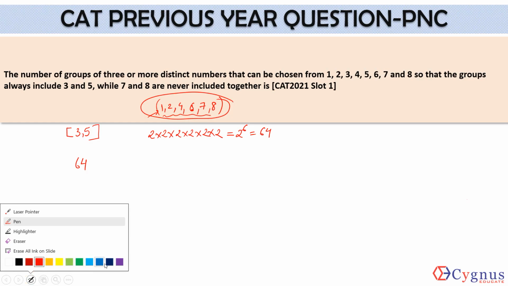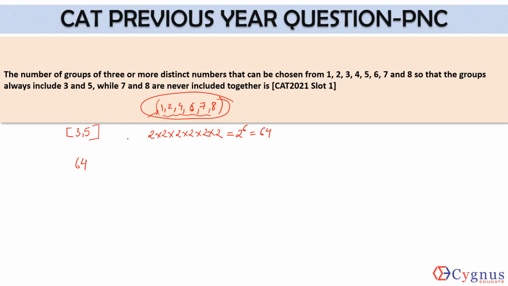Fine. But you'll have to eliminate some possibilities here. How many times will it happen that all these six numbers will be rejected? It will occur only once. And if you reject all these six numbers, that means your group will have only two numbers, 3 and 5. But your group should contain at least three. So I'll have to eliminate that one possibility. So finally, we'll be left with 63 groups. Now, you need to ensure that 7 and 8 are never included.